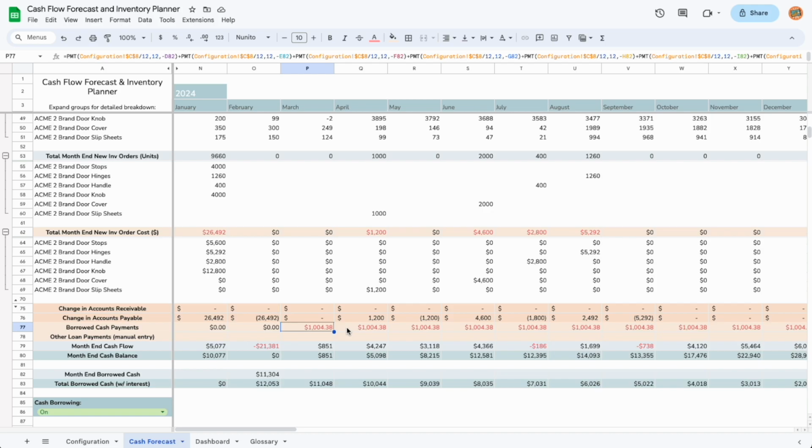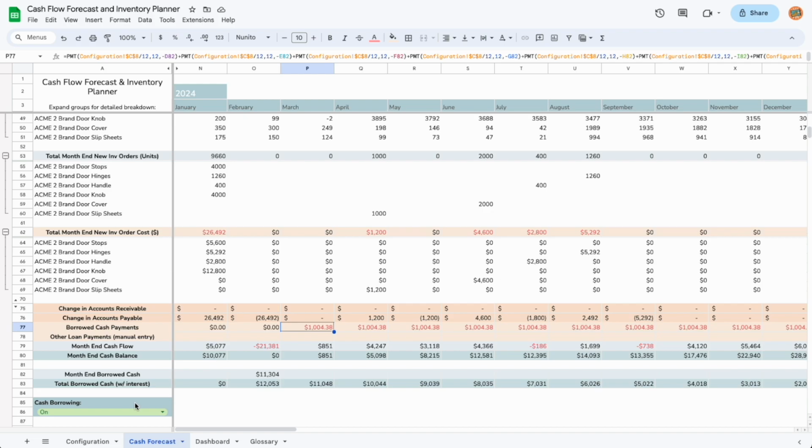Now, let's say that you actually went to the bank and you actually opened up a line of credit and you borrowed some cash against that line of credit. Great. So now you know what your actual payments are going to be on a month-to-month basis. And when that happens, you're going to want to go ahead and turn off the cash borrowing calculator on the cash flow forecast and manually enter your actual payments from the loan given to you by your bank.